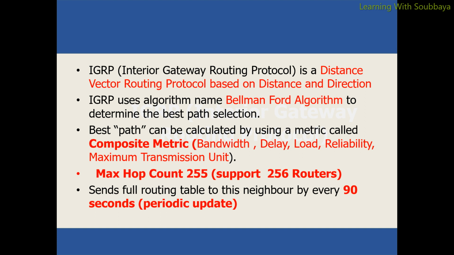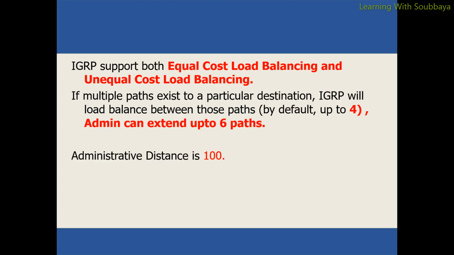It also supports a maximum of 4 paths, and the admin can extend up to 6 paths. It supports equal cost load balancing as well as unequal cost load balancing. By default, it supports equal cost load balancing. If you want unequal cost load balancing, we have to configure a command called variance. By using the variance command, it can support both. The administrative distance is 100 here.